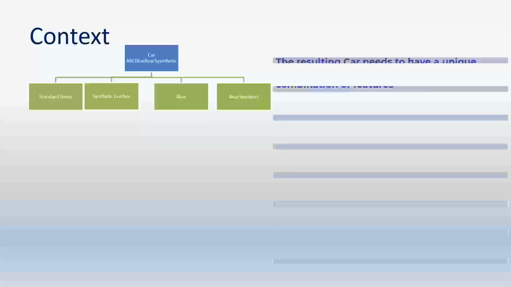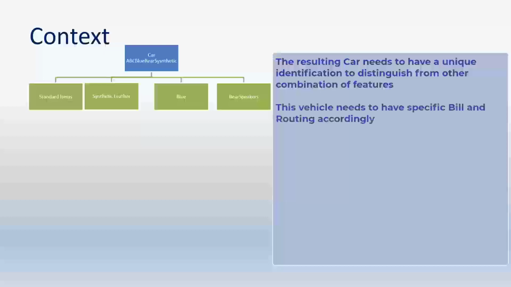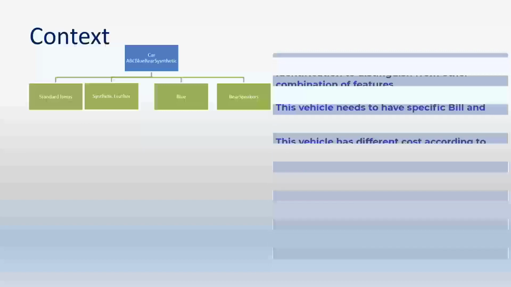You need to give special identification to vehicle of this combination to distinguish this combination of features from other combinations. In addition, the vehicle will need a specific bill and routing. According to the selection of features, additional components are added to standard components in the BOM to make the vehicle. Depending on the cost and effort of placing the speakers at the vehicle, arranging synthetic leather and blue colored body, the cost and price of the vehicle will be calculated.